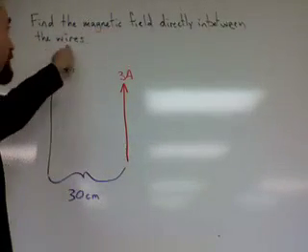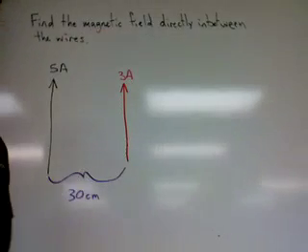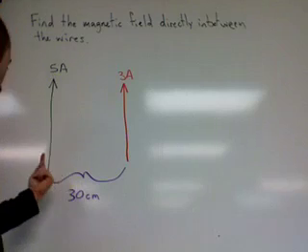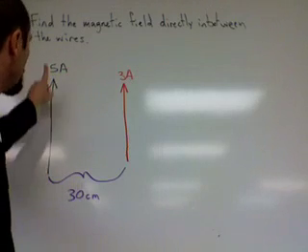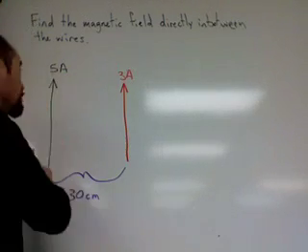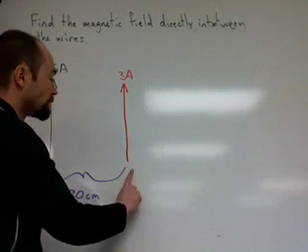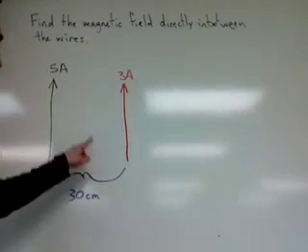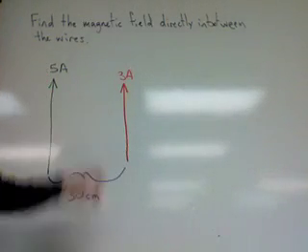I'm going to do a problem for you where our problem is to find the magnetic field directly in between the wires. I have two parallel wires, currents both going the same way. I have a black wire here. The current is 5 amps going straight up, or to the top of the page, and I also have a wire here where the current is 3 amps going to the top of the page. And we want to find the magnetic field directly in between them.